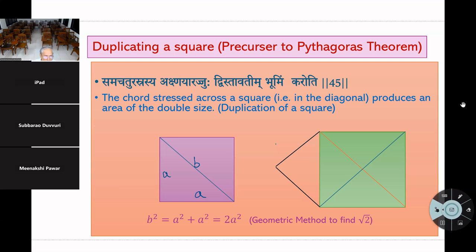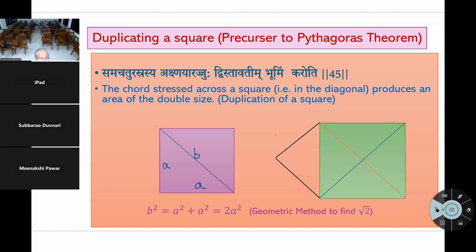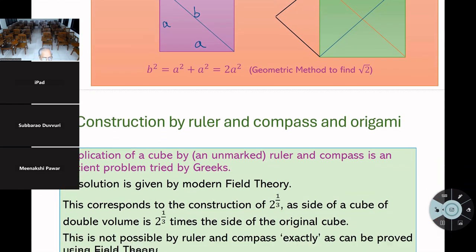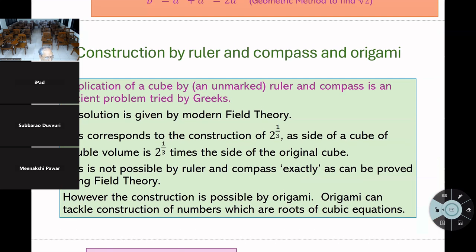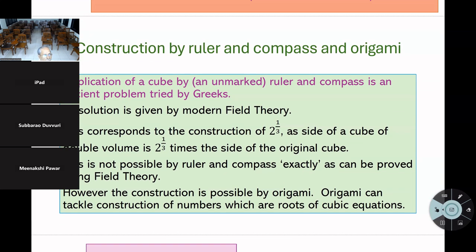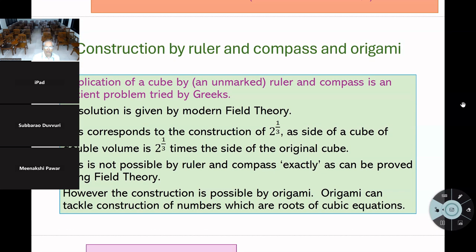How will you triple the area? Triplication of a square. Instead of Dvistavatim, you want Tristavatim, three times. So here there is just a remark about construction by ruler and compass and origami. So this is the duplication of a square.